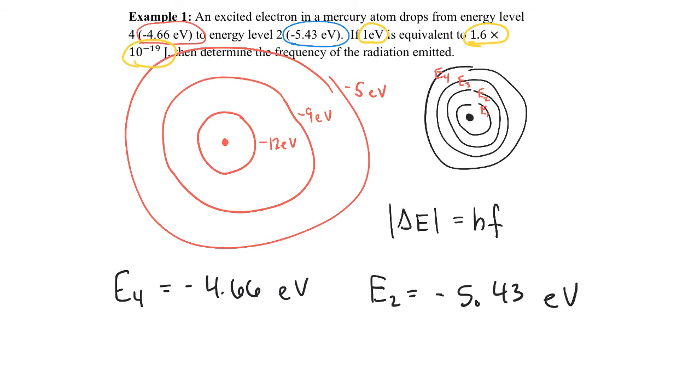Now, can I just subtract these two? If I just subtract these two, is it going to work? I'll give you a hint. Look at the units for H. Go back up a slide or two and look at the units for H. What are the units of H? Joules times seconds. So my energy unit is joules there. But what's my energy unit here?